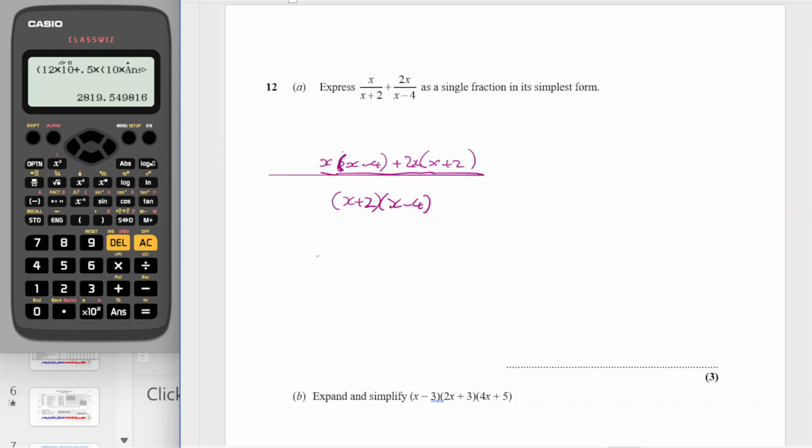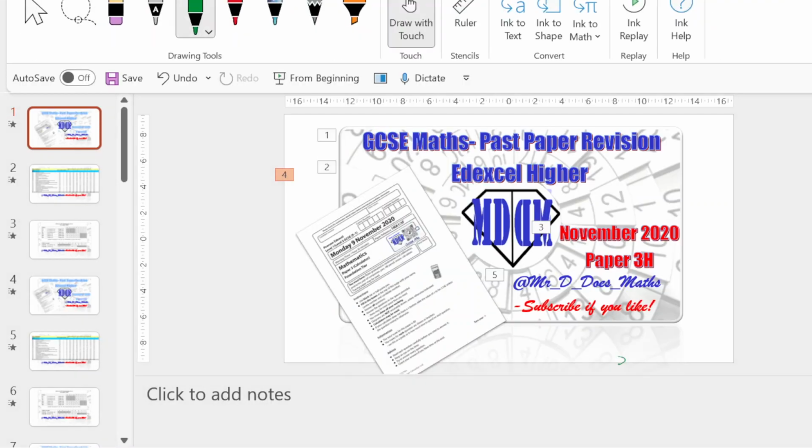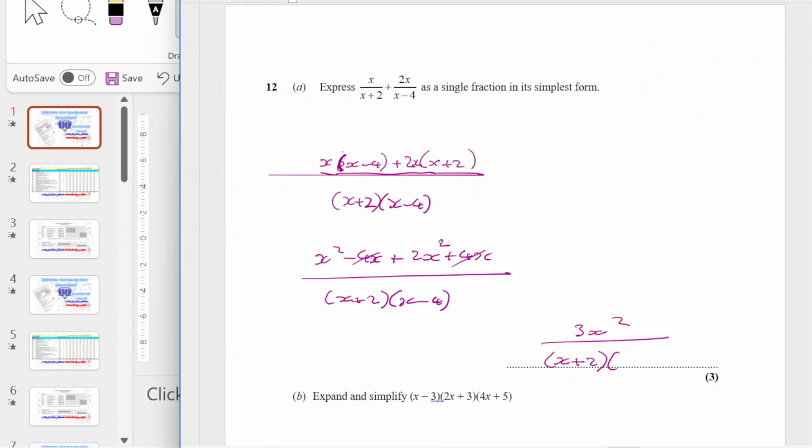So let's tidy the top line up. That would give me x squared minus 4x plus 2x squared plus 4x, all divided by (x + 2)(x - 4). And then I can tidy that top line up a little bit, and I've mismultiplied there. Those two parts would cancel, so I'll just be left with 3x squared over that denominator, (x + 2) times (x - 4).